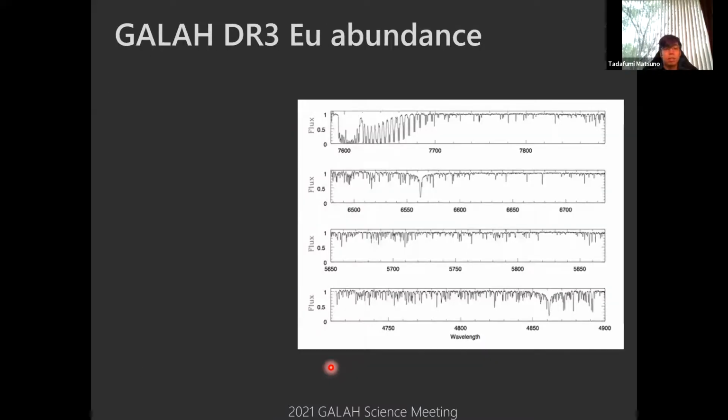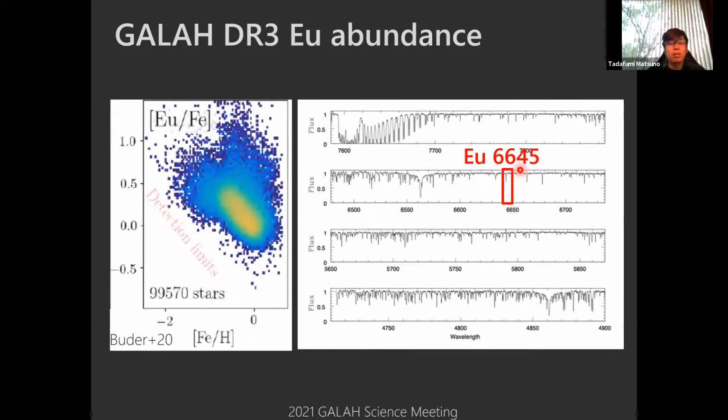So in this work, we use europium abundance from GALAH DR3, and this is the solar spectrum. This image I actually took from the website of GALAH. And the europium abundance is derived from this line. The GALAH team has provided an excellent data set of europium abundance like this, showing europium over iron as a function of metallicity. But since we want to study the europium abundance of low metallicity stars, we have to be a bit careful about the detection limit, which is noted here.